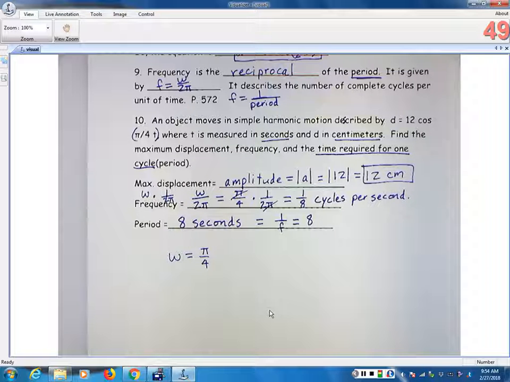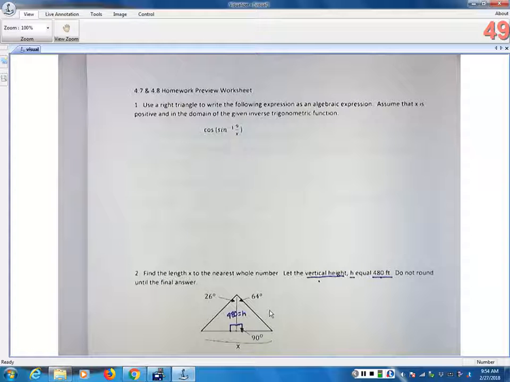Okay. All right, so we can do that. Maybe we'll work on 4, 7, and 8 on the worksheet.